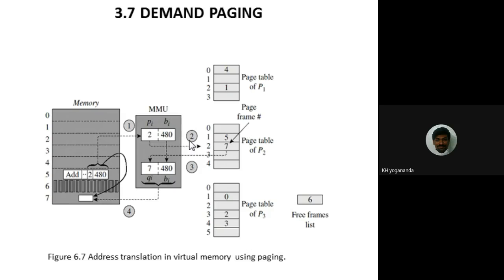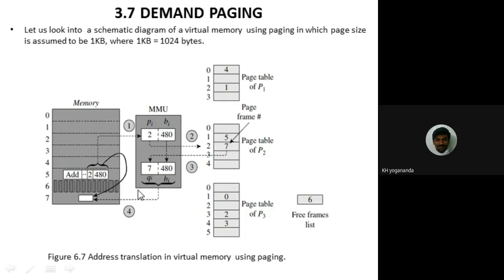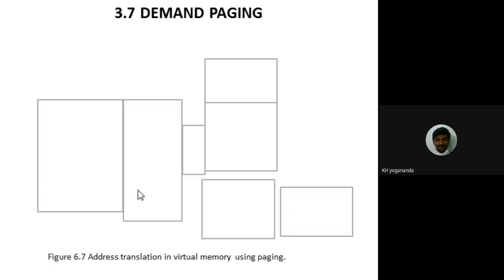Here we need to look into a few things. One is the memory, another is the MMU, and the page table construction and the free frames. We shall try to understand this figure one by one. This is a schematic diagram of a virtual memory using paging, and each page size is assumed to be 1 KB. We know that 1 KB is equal to 1024 bytes. Let us try to construct this.